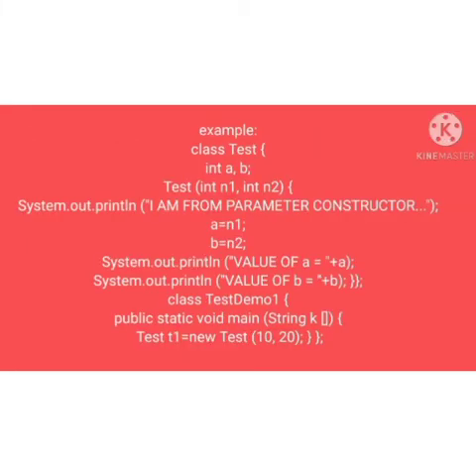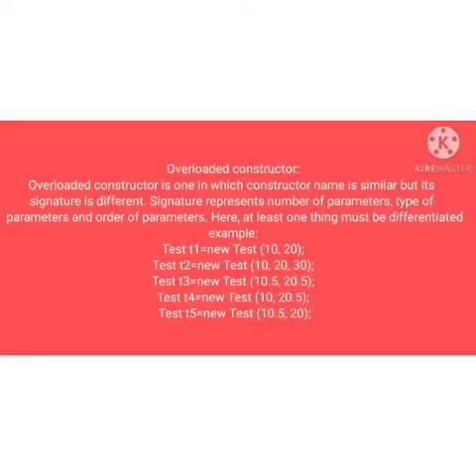Example: class Test { int a, b; Test(int n1, int n2) }, meaning int n1 and int n2 are the parameters we have taken. System.out.println("I am from parameterized constructor"); a = n1; b = n2. Next, print the value of a and the value of b. And class TestDemo, public static void main, Test t1 = new Test(10, 20). Here the class name and method name are the same, and parameters such as n1 and n2 are taken. Next one is the overloaded constructor.